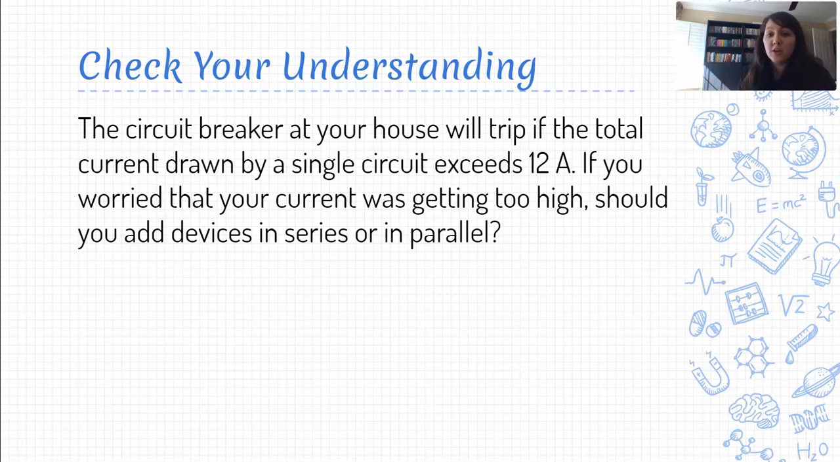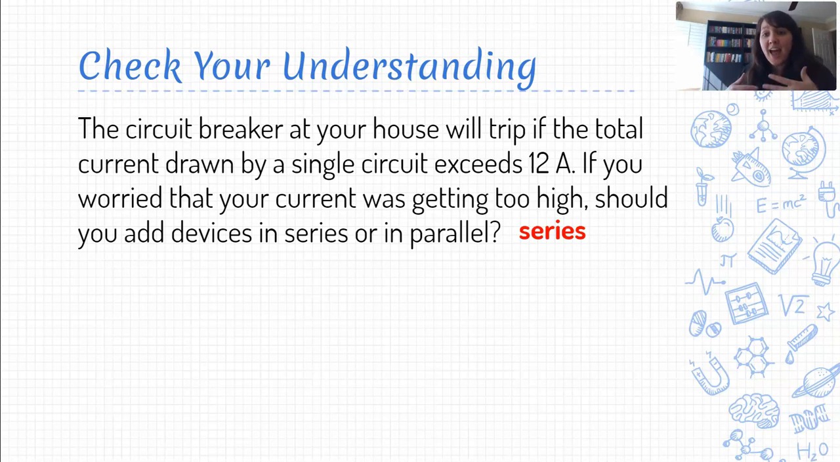So as it turns out, you've got a circuit breaker at your house that is connected to all the circuits in your house. And if any one circuit draws a current greater than 12 amps, that circuit breaker will trip and all the power will get shut off for that circuit. So if you were worried that one of your circuits in your house was drawing too much current, but you really needed to attach some more devices to that circuit, would you want to add them in series or in parallel?